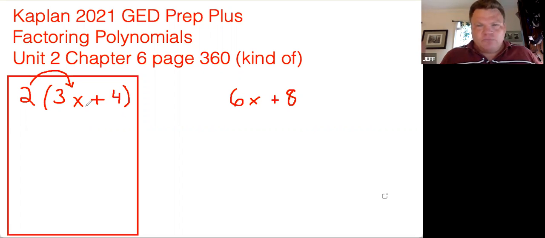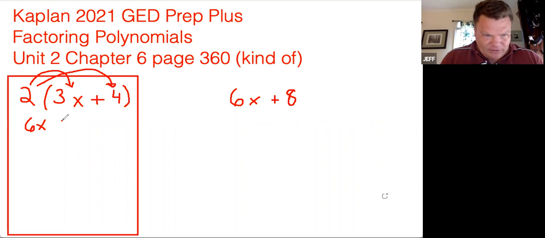And again, we do what we can. Can we say 2 times 3? We can, and get a 6. And then the x comes traveling along. It's got nothing else to do, so it follows the 6. And then 2 times positive 4 is positive 8.